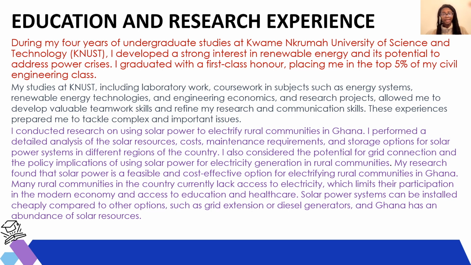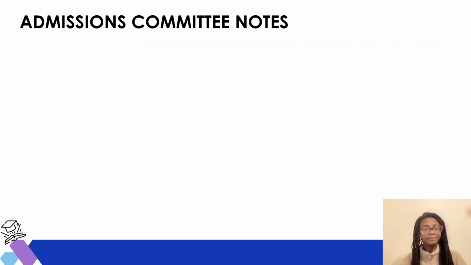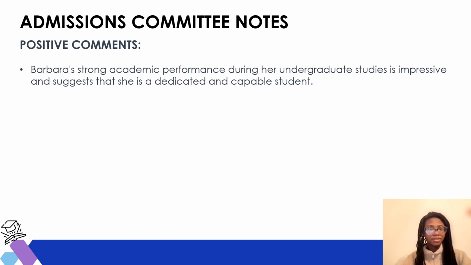Now let's look at what the admissions committee would note, or even for you, let me know in the comment section when you read this what some of the notes you took are. So let's look at the positive comments. They noticed that Barbara has a strong academic performance during her undergraduate studies, which is impressive, and suggests that she's a dedicated and capable student. So as I said, you show, you don't tell. And this can be seen from the fact that she graduated with first class honors and was ranked in the top 5% of her graduating class.